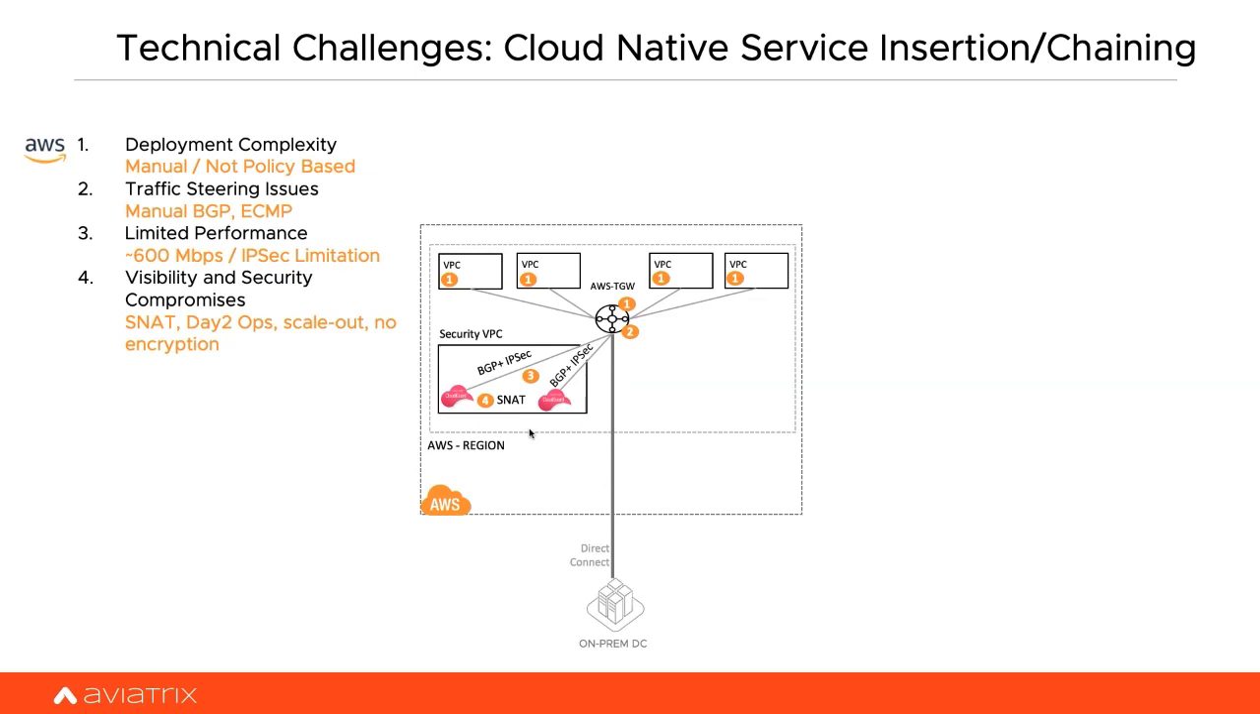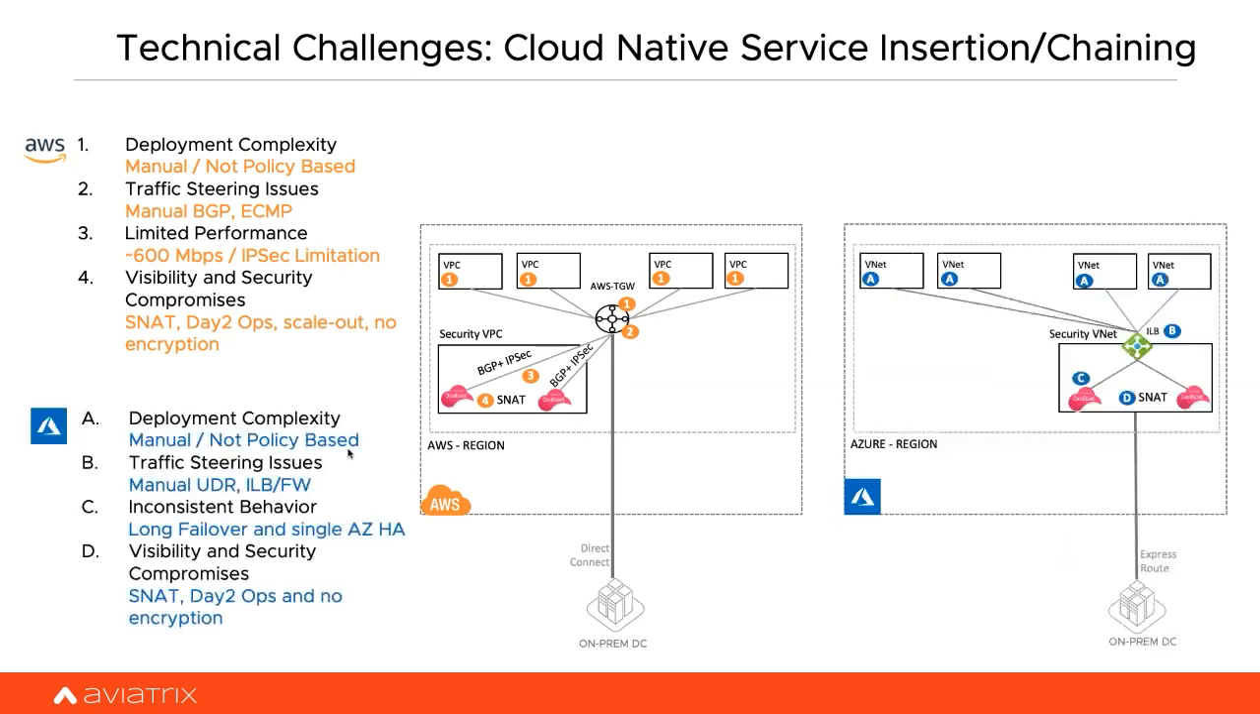So that's number 3. Number 4 is about the visibility and the security. When you create those tunnels and those ECMPs, you're talking about configuring source NAT so that you can pin the traffic to a proper CloudGuard. Your day 2 becomes extremely difficult. And when it comes to scaling out this solution, again, you're going back to the drawing board and configuring and deploying those route tables and whatnot. And on top of that, this TGW does not provide you native encryption.